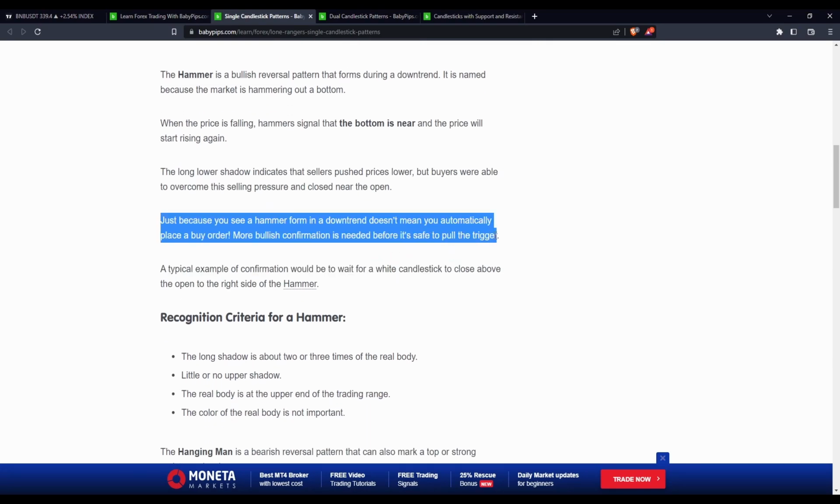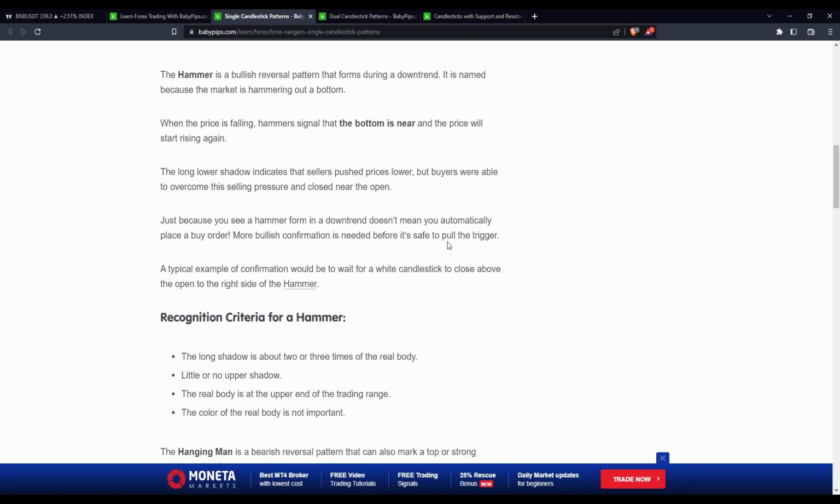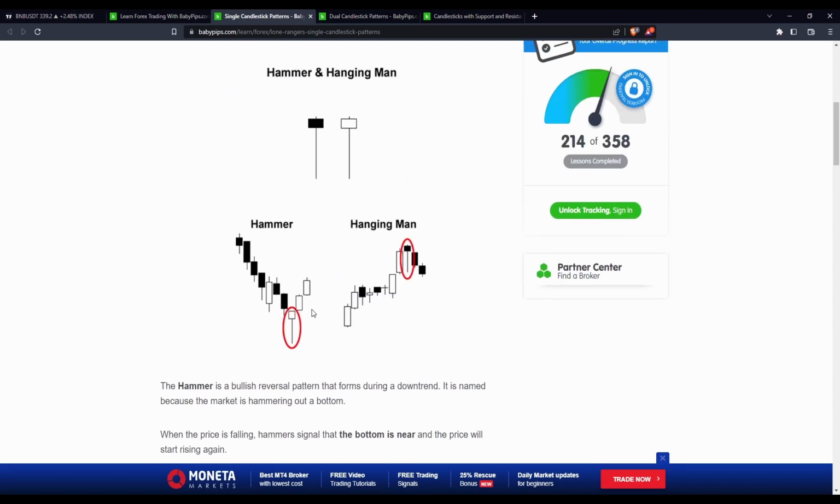Just because you see a hammer form in a downtrend doesn't mean you automatically place a buy order. More bullish confirmation is needed before it's safe to pull the trigger. Right? That's exactly what I was just going to say. You cannot just base a trade off of a hammer, or a hangman, or a specific candle.